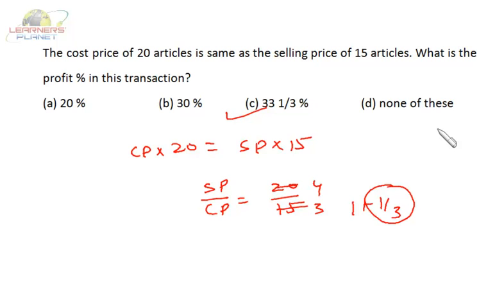As we have already discussed in the theory session, whatever is extra from 1 in the ratio of SP by CP, that is the profit part, and if it is multiplied by 100, we will get the profit percentage.